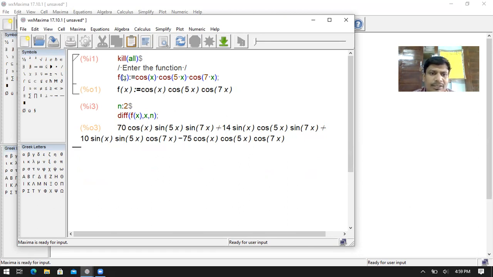Remember this one: this is the first step. You take the kill all, then the function f of x. After that, the n value, that is the given value n equal to. After that, differentiate. Only remember these 1, 2 and 3 steps.